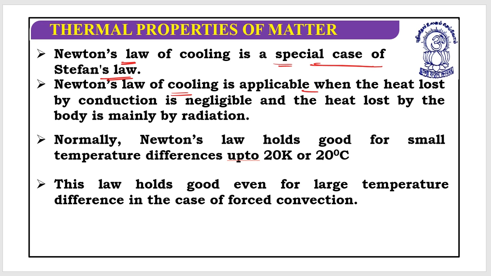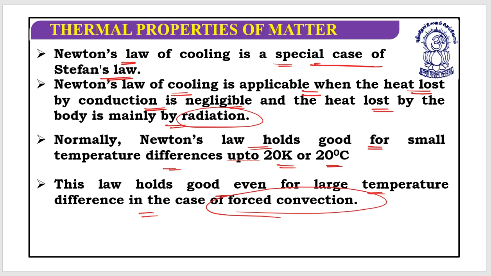Newton's law of cooling is applicable when the heat lost by conduction is negligible and the heat lost by the body is mainly by radiation, that we have discussed previously as well. Normally Newton's law holds good for small temperature differences up to 20 K or 20 degrees Celsius. This law holds good even for large temperature differences in the case of forced convection. So these are the certain limitations of Newton's law of cooling. I hope this is clear.